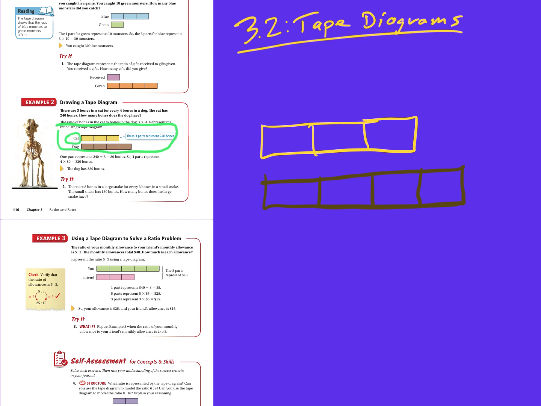So this is sort of what we use the tape diagram to discover. And these are equivalent ratios. These would be the same quantities if you actually divided them, right? If you did 3 divided by 4, you'd get the same amount as 240 divided by 320, which would be 75% or 0.75.